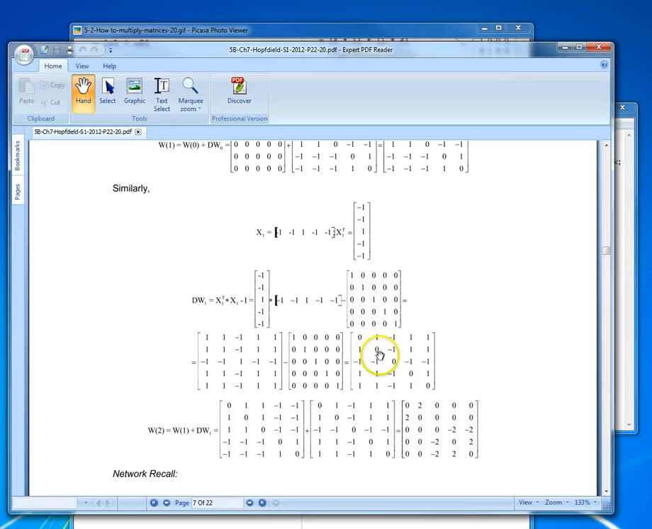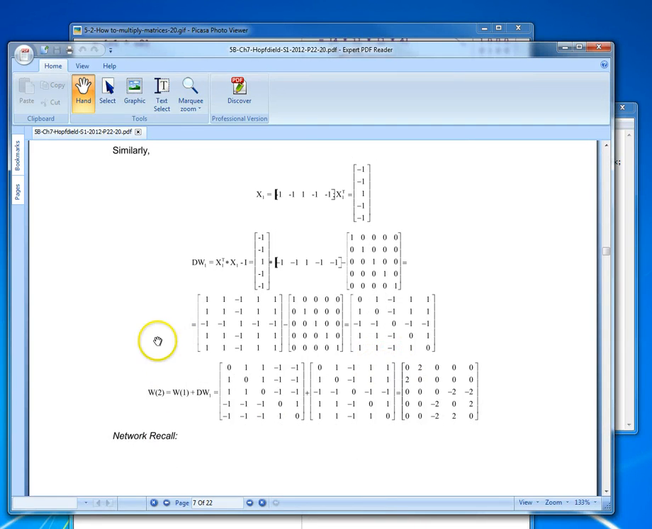Now add this delta W1 to the previous weight matrix, and that gives you W2. If you add those two, you're going to get this matrix, with entries 0, 2, 0, 2, 0, and so on. Once you have that, the network has been trained for two patterns, the first pattern and the second pattern.